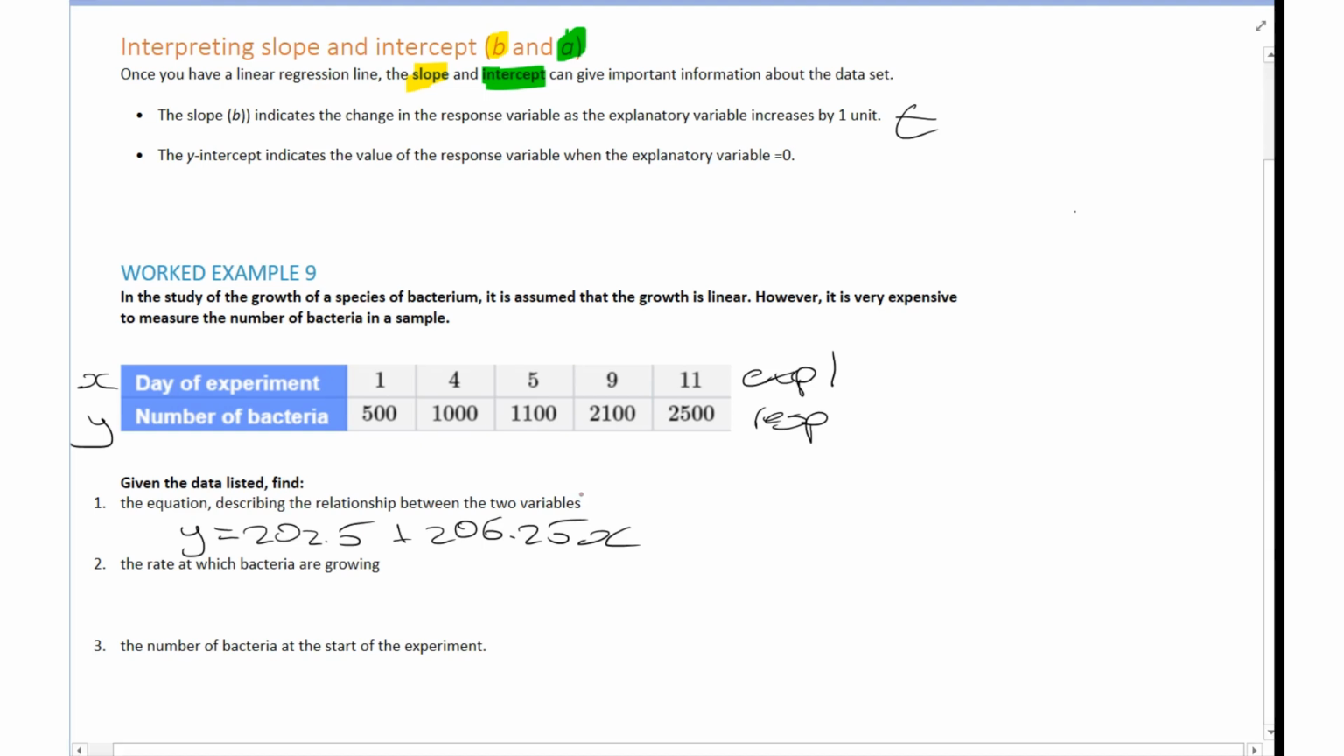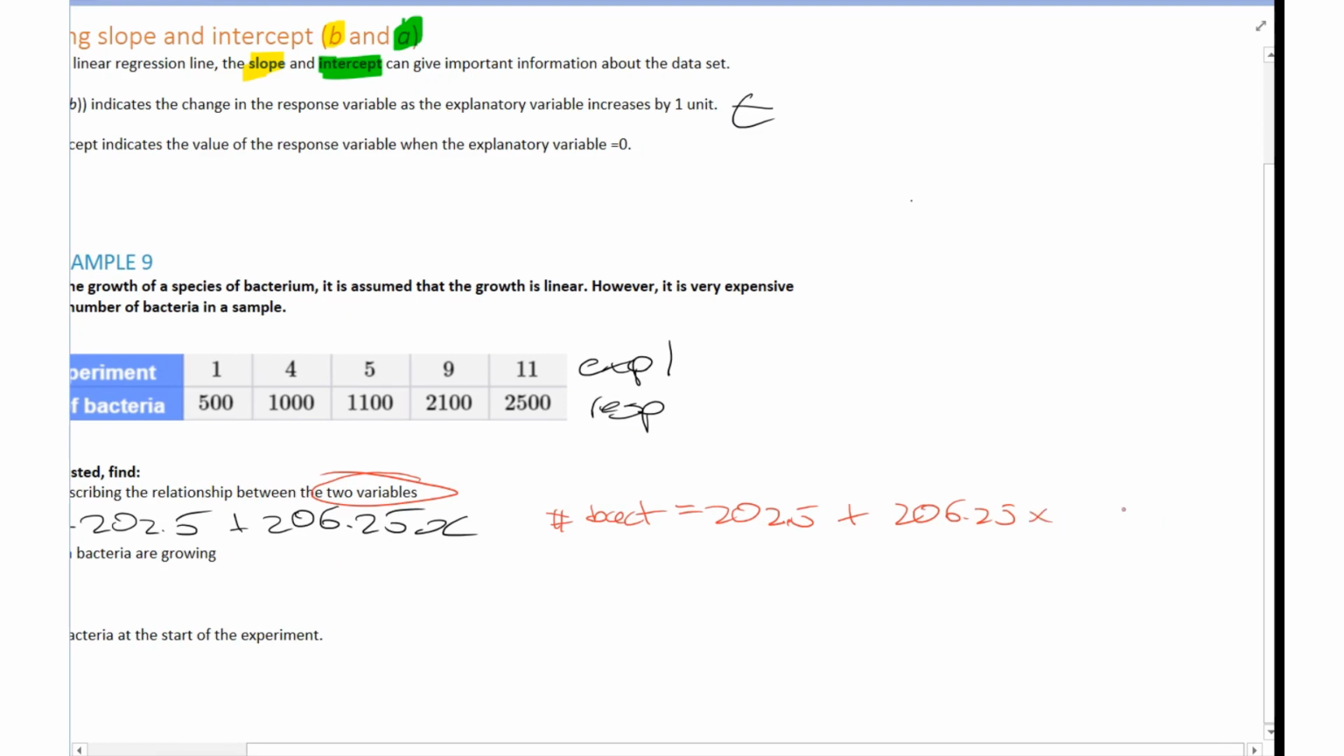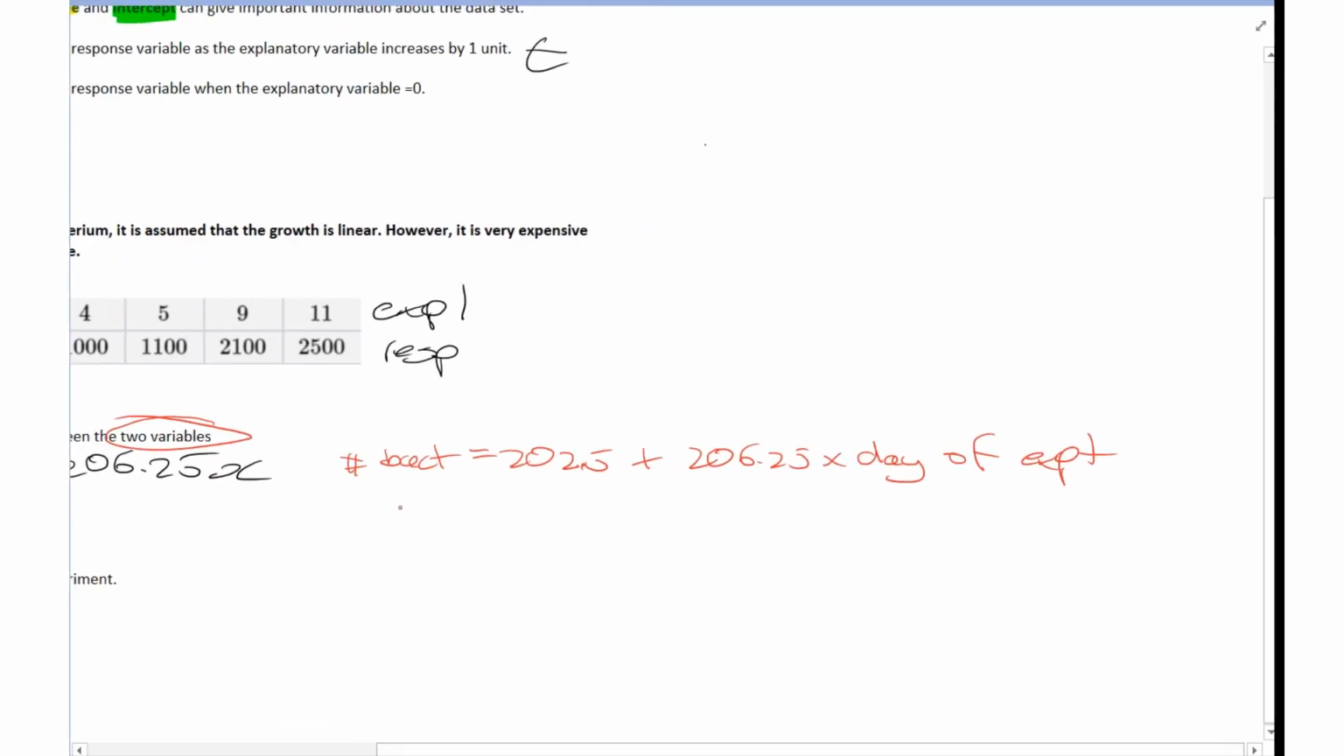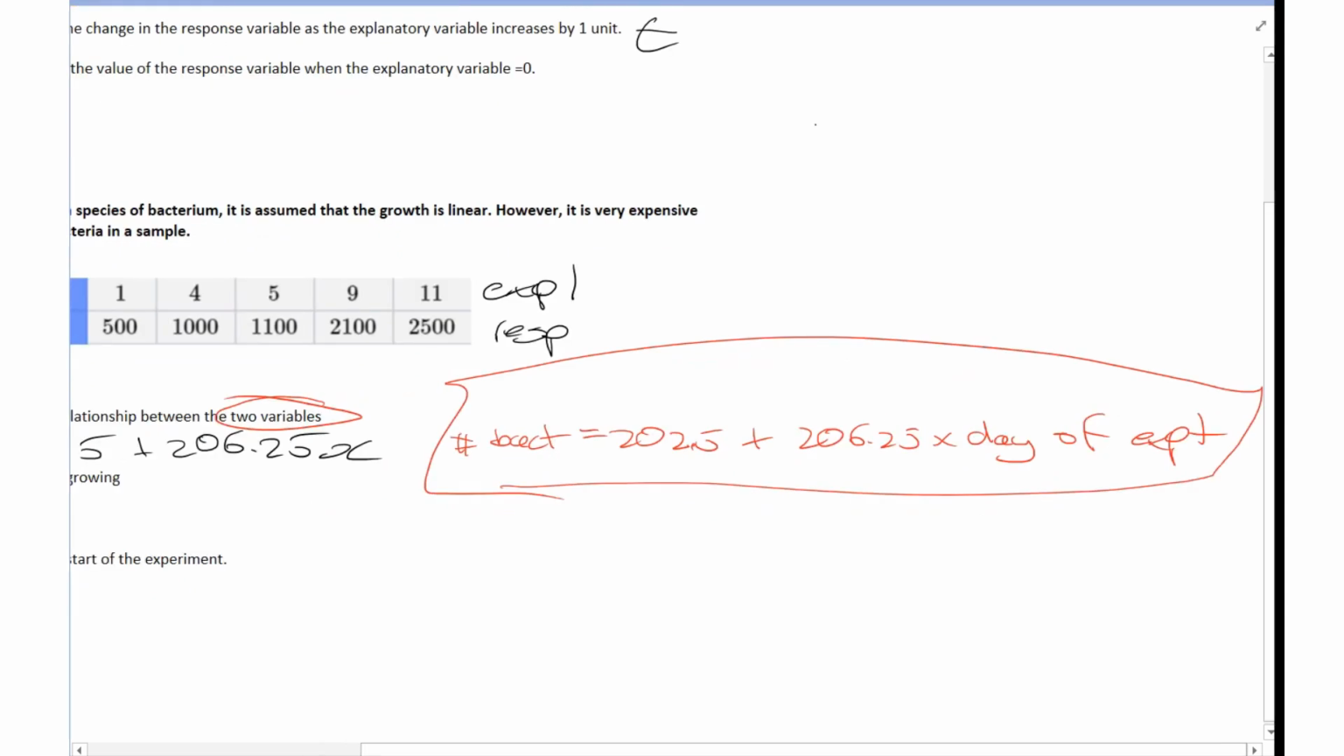The reason why? Because it wants it in terms of the two variables. The two variables aren't y and x, the two variables are day of experiment and number of bacteria. So the way we write that, what's y? Number of bacteria, I'm shorthanding a little bit, equals 202.5 plus 206.25 times day of experiment. Okay, and that's how you'd have to write it. That would give you the full marks.